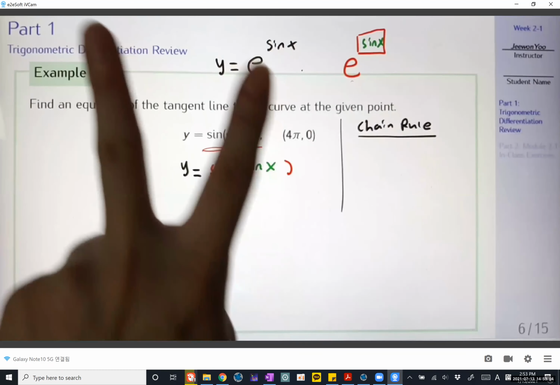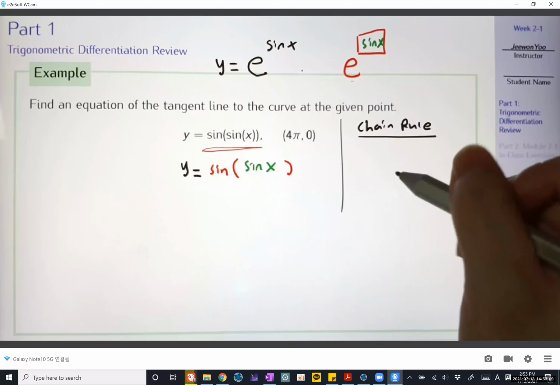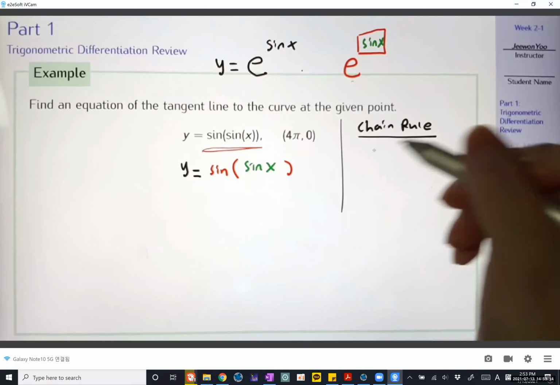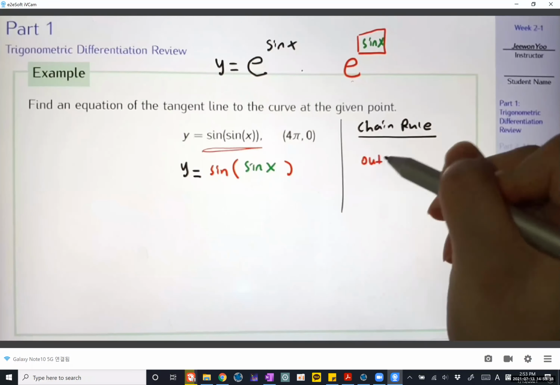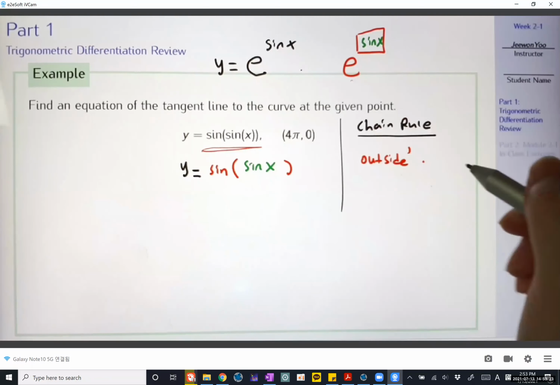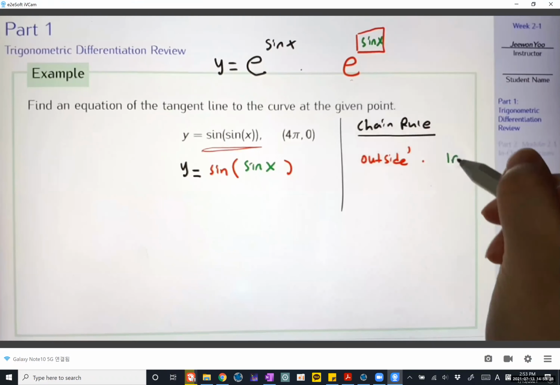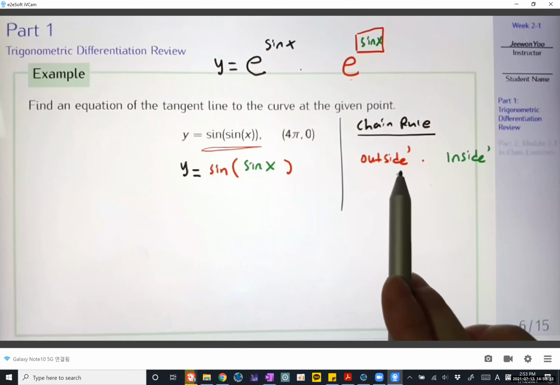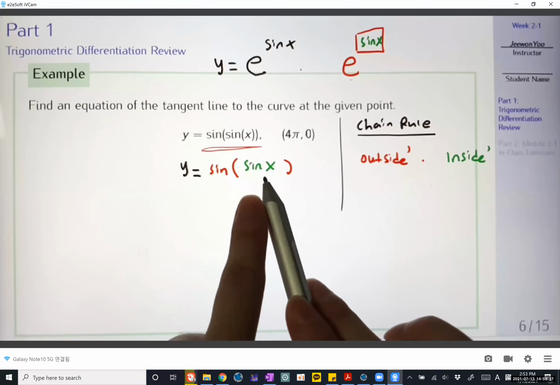There are a couple of ways to write the chain rule, probably two ways, but here's the informal way. The chain rule is outside prime times inside prime. But when you're doing outside prime, you have to be a little bit careful. When you're taking the derivative of the outside, please do not change the inside.